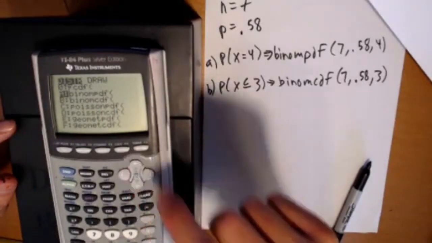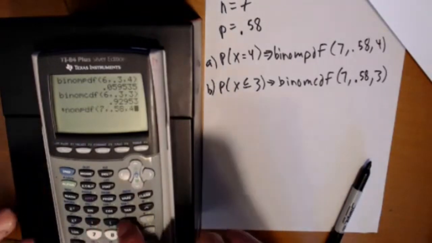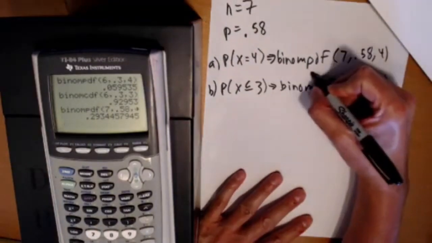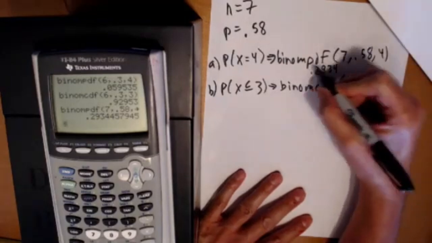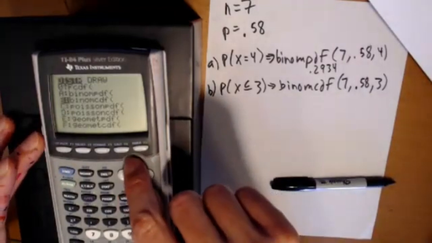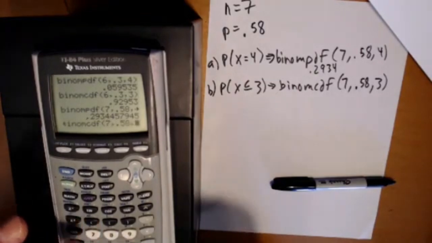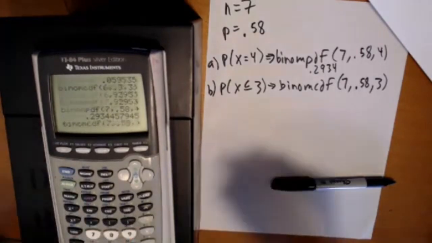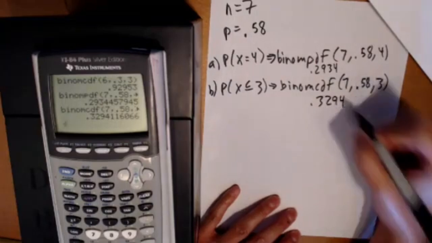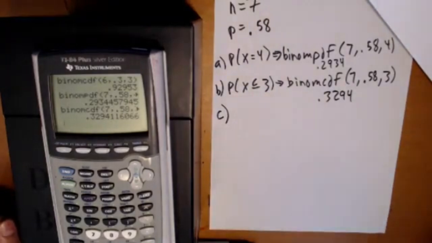Distribution, binom PDF. Enter 7, comma, 0.58, comma, 4, end parenthesis, enter. 0.2934. Okay, and then the next one, distribution, CDF, enter 7, comma, 0.58, comma, 3, enter. CDF, 0.3294. Okay, now A and B were just review because they were like question number 1.